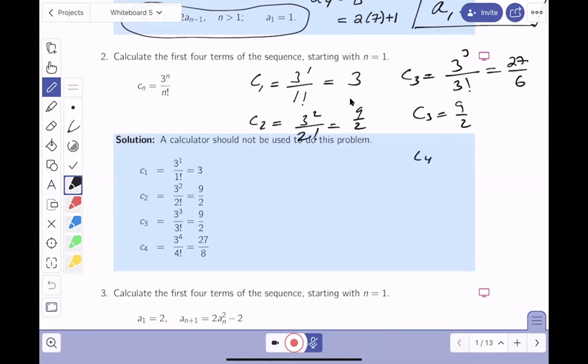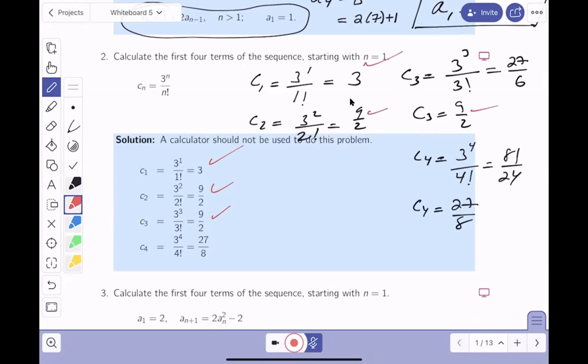What's C4? And they want the first 4 terms, by the way. It's going to be 3 to the 4th power over 4 factorial. 3 to the 4th is 81. Yes, you have to do the arithmetic. 4 factorial is 24. Again, I'm going to reduce it, and it reduces by 3. That's 27 eighths. Get my red pen out. C1 I said is 3. Good. C2 I said is 9 halves. Good. C3 I said is 9 halves. Good. C4 I said is 27 eighths.